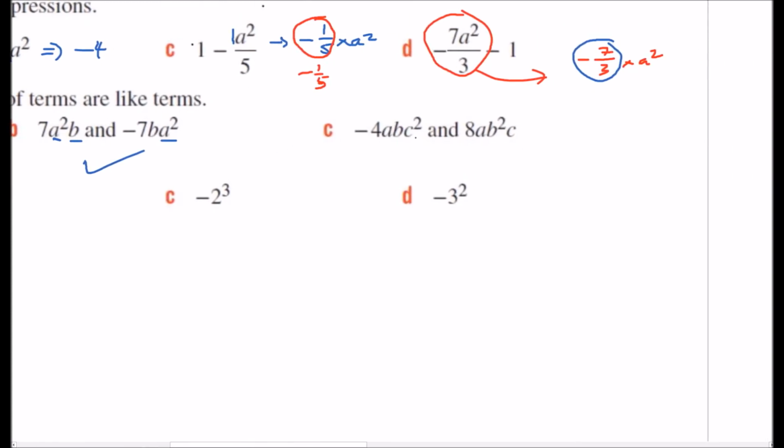Negative 4ab squared and 8ab squared c. Remember the indices of those variables must be the same. So a and a are the same, but b and b squared are not the same. And c squared, there's a c squared here, but this one is missing it. So not like terms for that one.